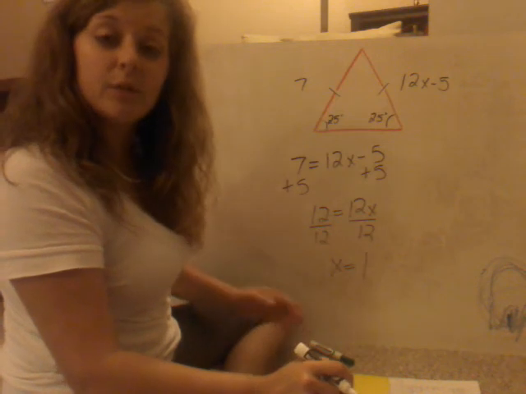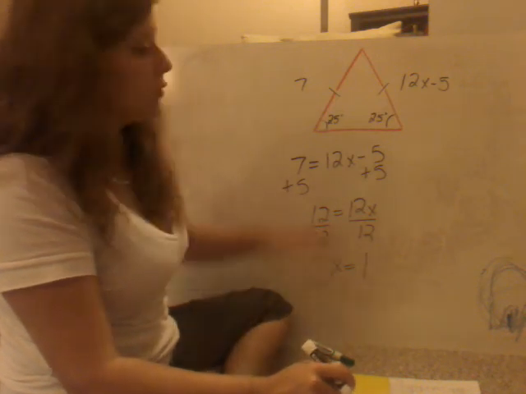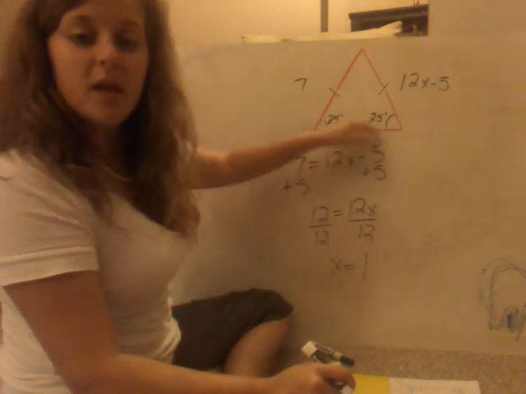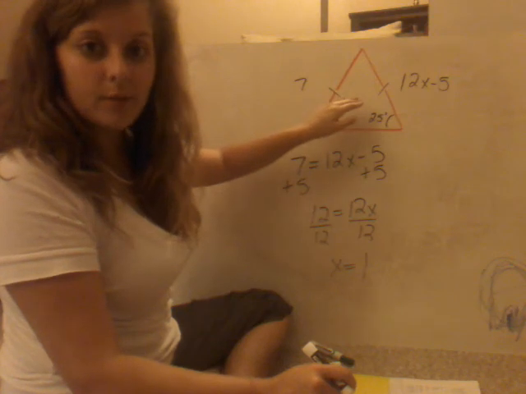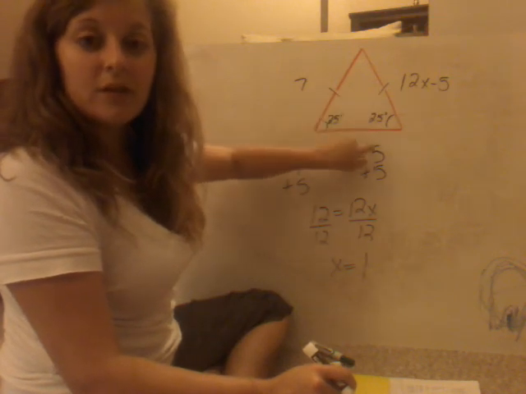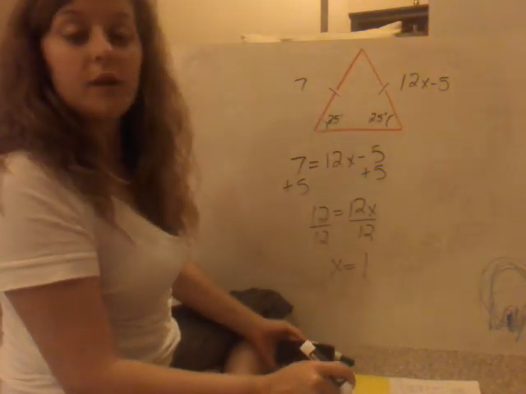Okay, so it looked a little bit more difficult, but it really wasn't, because we know that if the angles are the same, then the sides across from those are the same. These are congruent and these are congruent. Don't forget congruent.